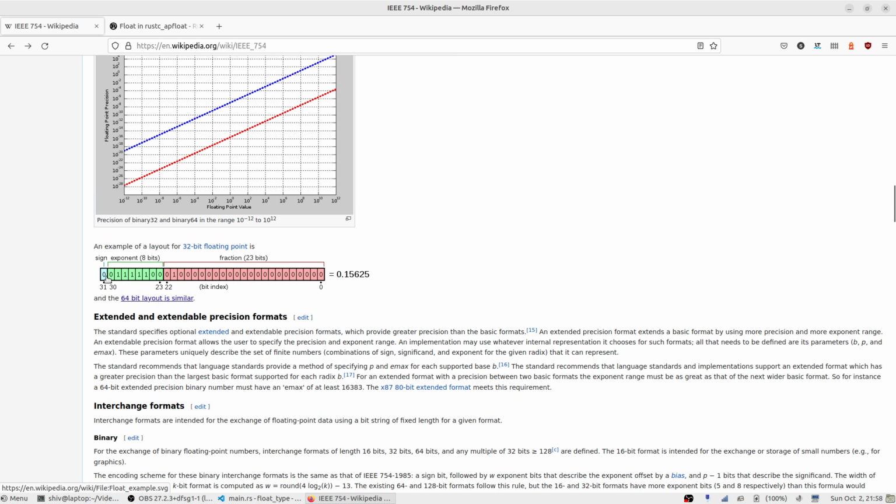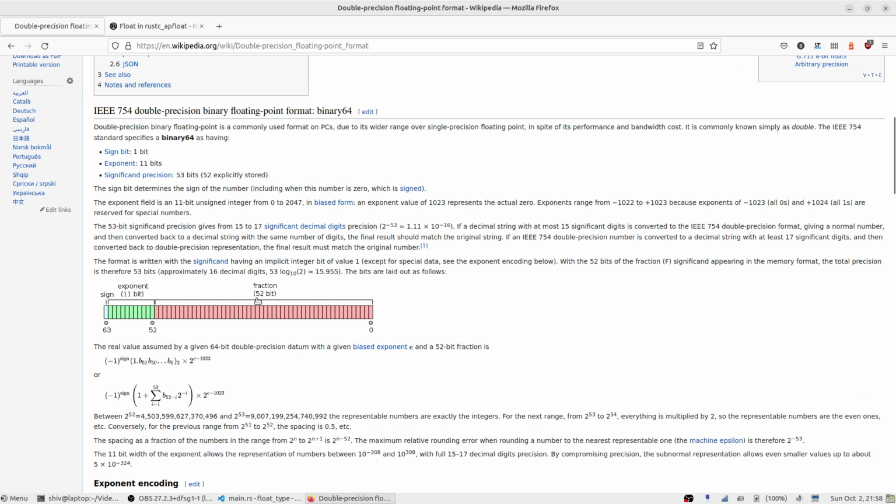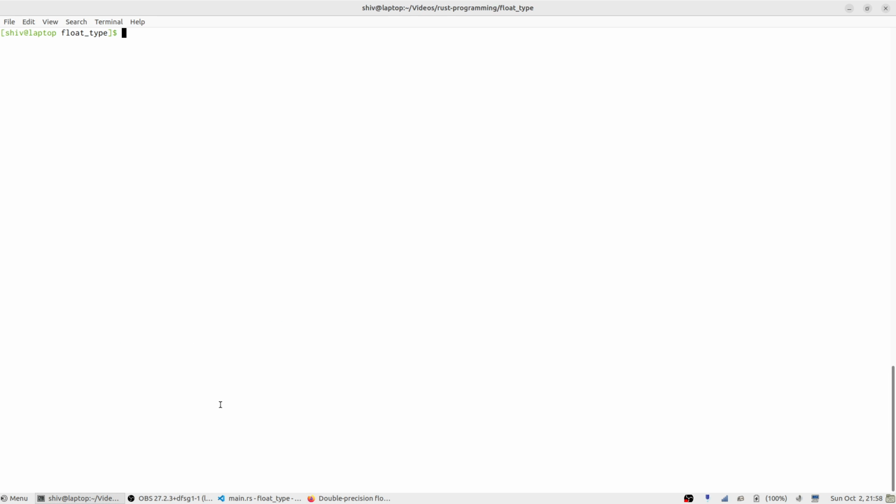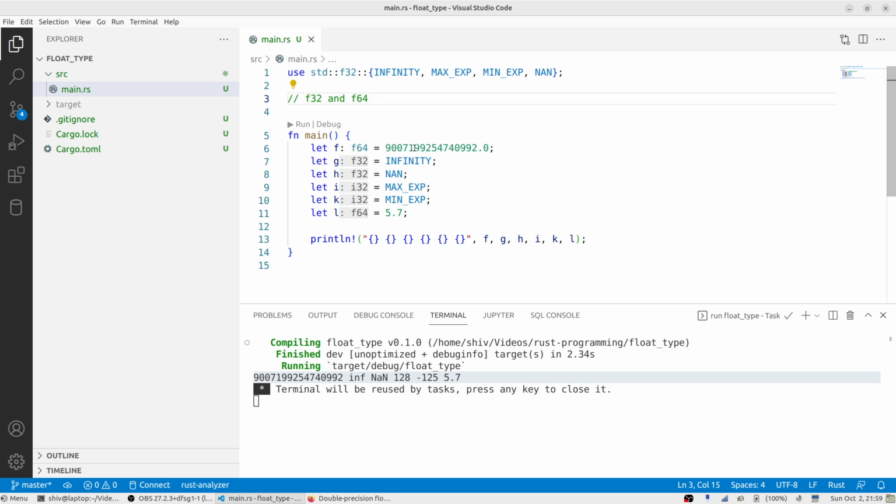So sign bit is 1 bit, then there are 8 bits for exponent, and fractionals at 23 bits. And similarly for 64-bit layout, we will have similar thing. We have 54 bits for fraction, 11 bits for exponent, and 1 sign bit. So now let's talk about that special number. Let me invoke Python. And we are going to compute 2 to the power 53. So you see, this number is same as the number here.